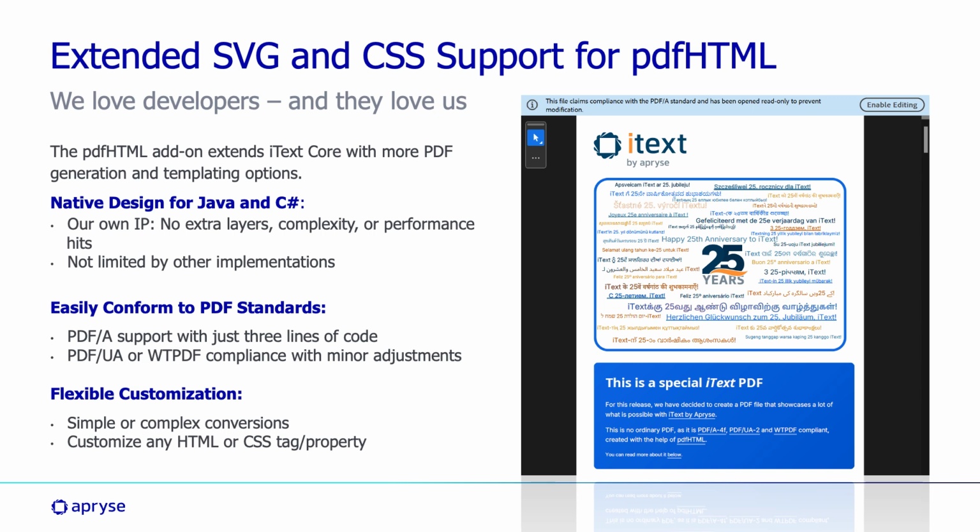And on the image on the right-hand side, what you can see is the release notes. It's something we started doing since 9.0, where we always create our release notes using iText core and pdfHTML, and we try to push as many features into these PDFs as possible. So they'll be PDF/A compliant, PDF/UA-2 compliant, well-tagged PDF compliant.